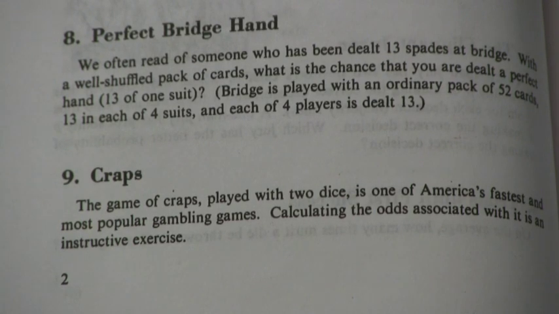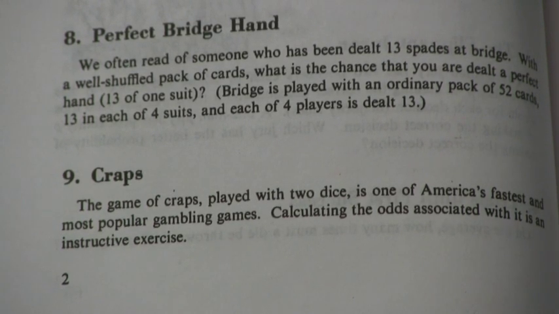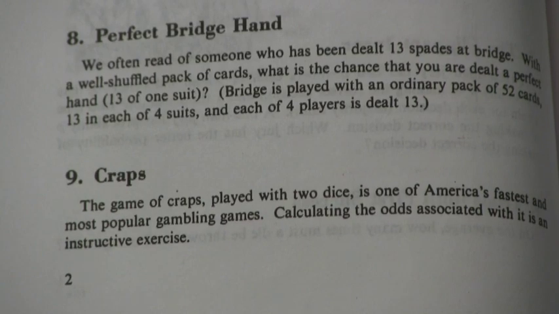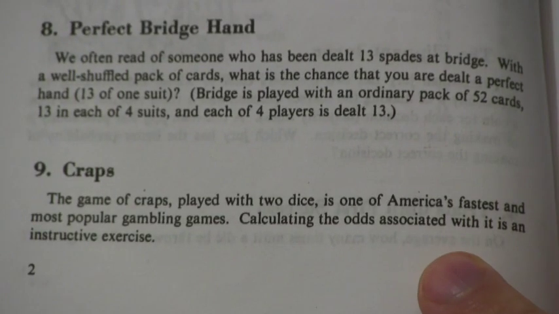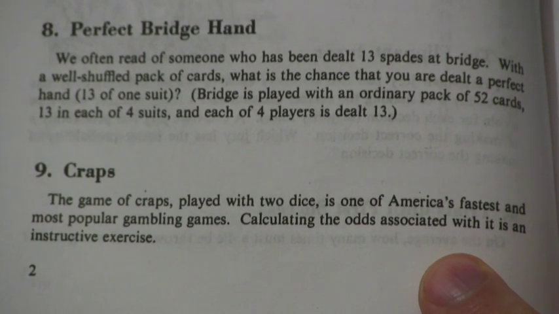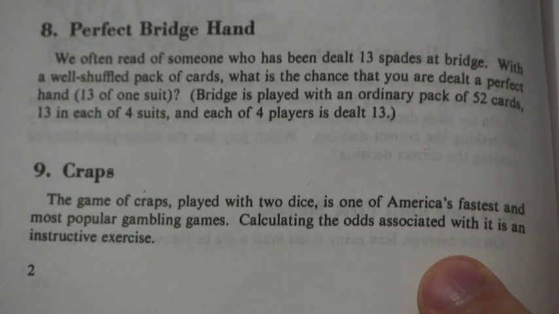So we're doing problem number 9 in Mosteller's 50 Challenging Problems in Probability today. This is about the game of craps. Have you heard of this game before? Oh, yes, I have. The game of craps, played with 2 dice, is one of America's fastest and most popular gambling games. Calculating the odds associated with it is an instructive exercise.